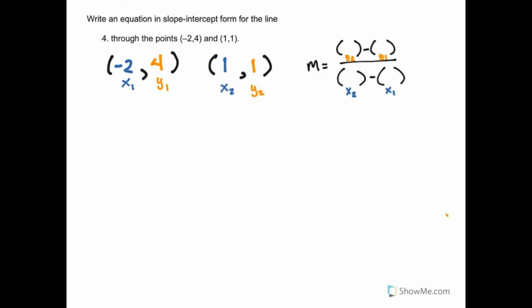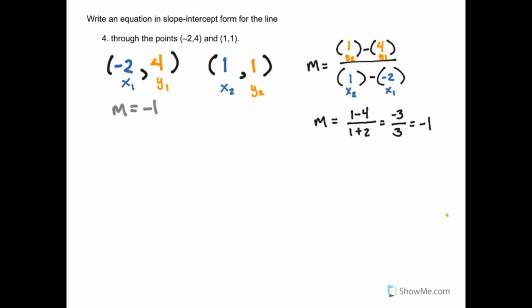Now we'll use these to find the slope. We find the rise by subtracting the two y-coordinates. So y2 is 1 and y1 is 4. And then we find the run by subtracting the x-coordinates. x2 is 1 and x1 is -2. When I simplify, I have that the slope is equal to 1 minus 4 over 1 minus -2, or 1 plus 2. That's -3 over 3, and that's equal to -1. So I've discovered that I have the slope equal to -1.